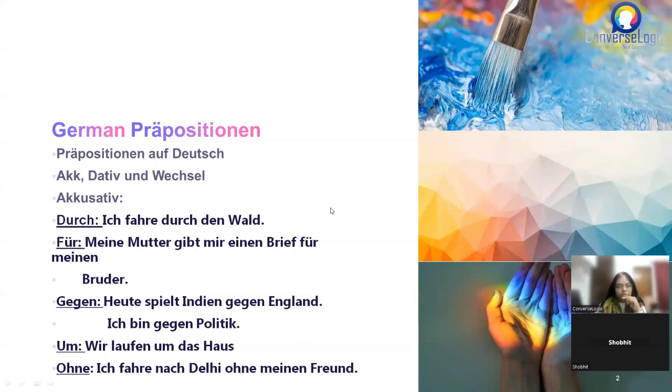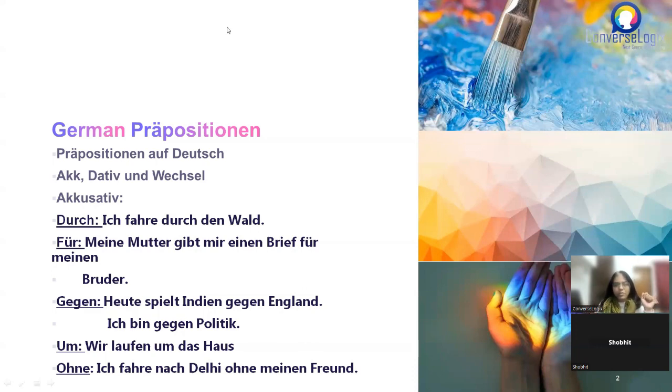accusative prepositions, which first is durch. What is durch? Durch is through. So you are going through something, right? So ich fahre durch den Wald. I'm crossing the forest. I'm going through, right? Ich komme durch die Tür.